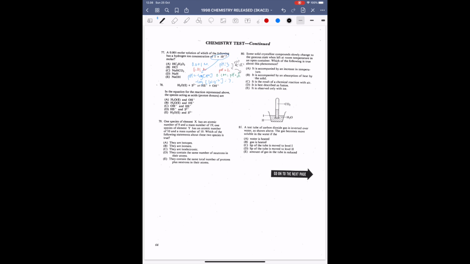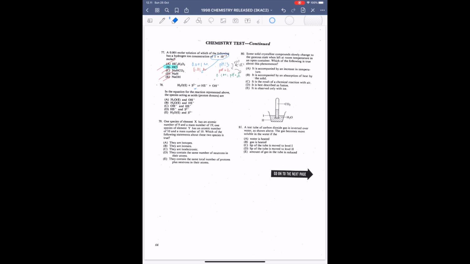So let's look at the choices. A, acetic acid, or C2H4O2, is a weak acid. HCl is a strong acid. That should be the answer, but let's keep looking. Sodium bicarbonate, that's a base. Nope. Sodium hydride is also a base. Sodium hydroxide is also a strong base. The answer choice should be B.